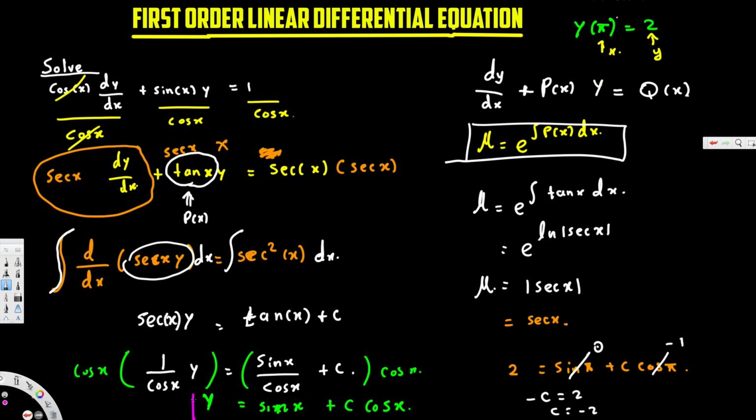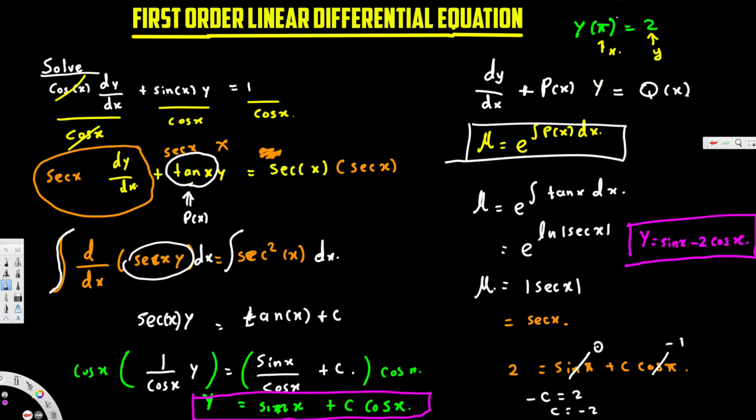So we know that this is our general solution. For the particular solution, instead of this c, we replace it with -2 and express our final answer. So the particular solution for this differential equation is going to be y is equal to sin x minus 2 cos x, and that's our final solution. That's our particular solution for this differential equation.